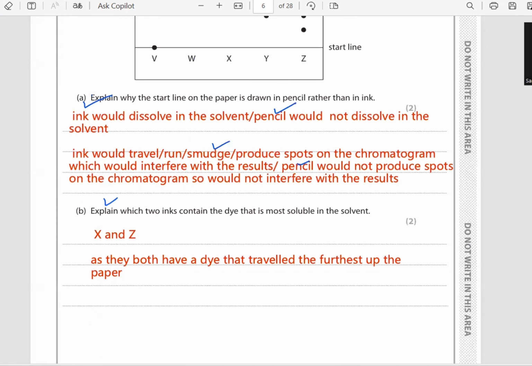So they are saying explain. If the question says explain, you must give the explanation. So X and Z because these are the dye that travel the furthest up the paper. It's so easy.